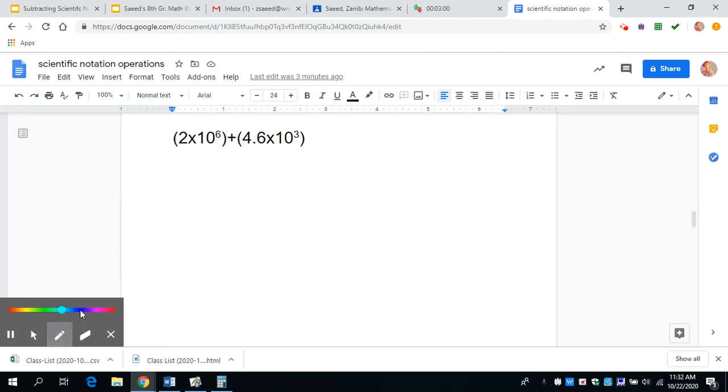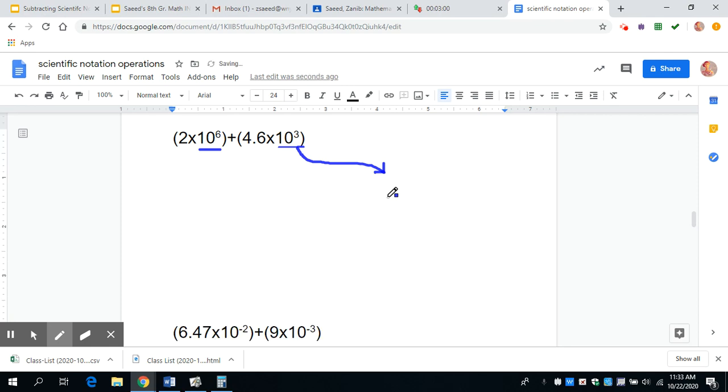This one is adding. For some reason, you guys are much better at adding and subtracting than multiplication and division. But let's go over it just in case. So with adding, you cannot add your coefficients unless your power of 10s are the same. This power of 10 is a 6, and this is a 3. They both need to be the same. So what I told you guys before, I always want you to pick the smaller one to change into a larger exponent because it gives you one less step to do.